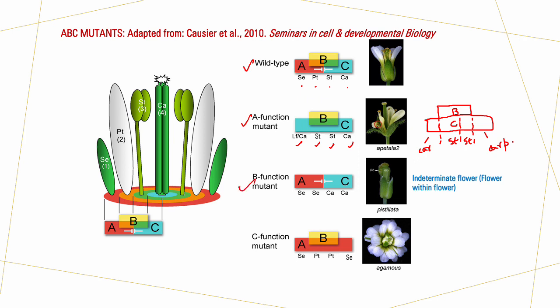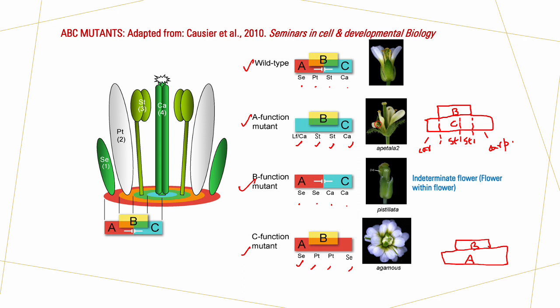What will happen if B function is mutated? A and C will maintain their boundary, and it will be A alone, sepal, sepal, and C alone, carpel, carpel. C function mutant: if C is absent, then the entire lower bar will be of the A, because the C you have deleted or it became mutated in natural form, but this part is of the B. So once again, we'll have sepal, petal, petal, and sepal, right?